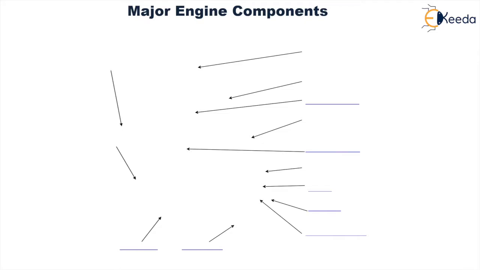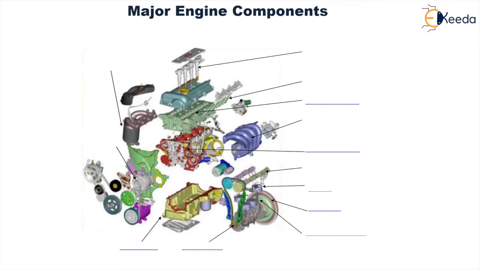Let us see what are the major engine components. This is a basic exploded view of an engine showing different parts. The very first part is the crankcase. Now this crankcase serves as a vessel to contain the lubricating or cooling oil. Also, it provides the surfaces to mount the bearings of the crankshaft, and it houses the crankshaft assembly.